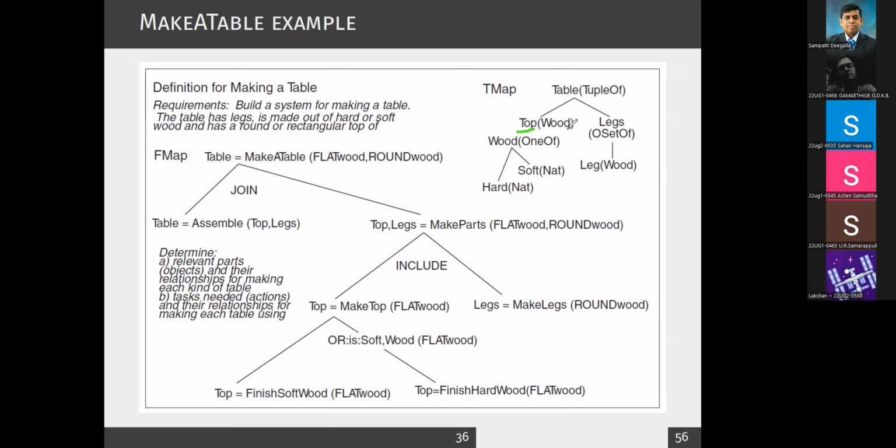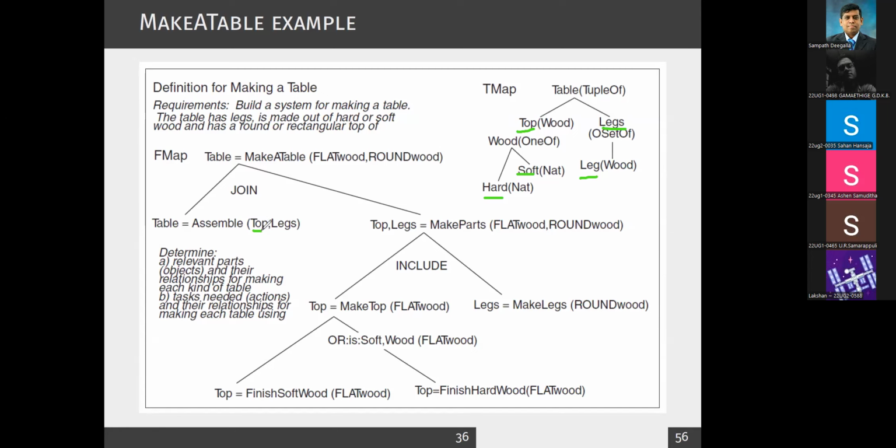So we have top, we have legs, we have leg, and we have hard, we have soft, right? So all these are actually defined, the structure. Now, if you look at the functionality, when we say make a table, here you will notice that you are using flat wood and then round wood, and here we are using these structures.